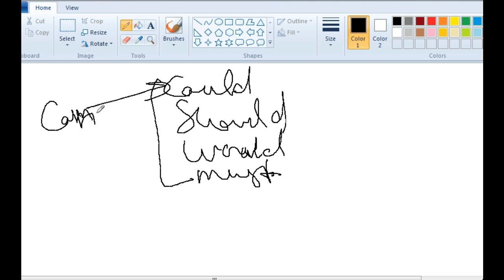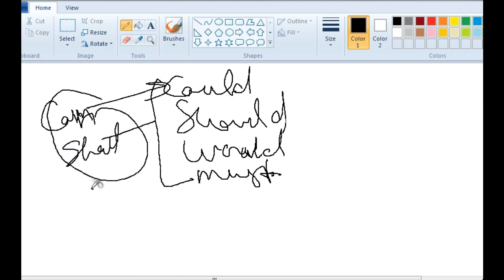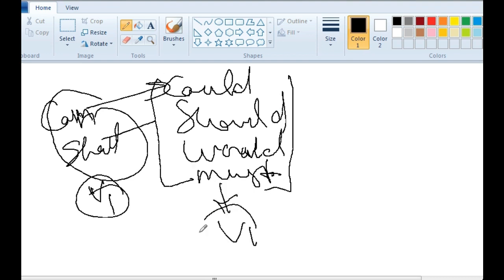So could is the past form of can, should is the past form of shall. Now with these present forms we write the first form of the verb, the present form of the verbs. And with these past forms of modal verbs we also write the first form of the verb.